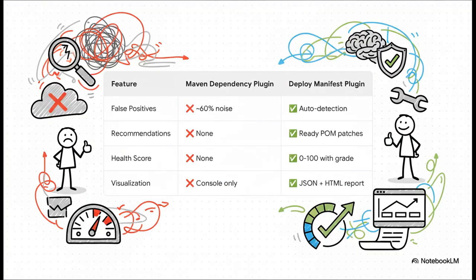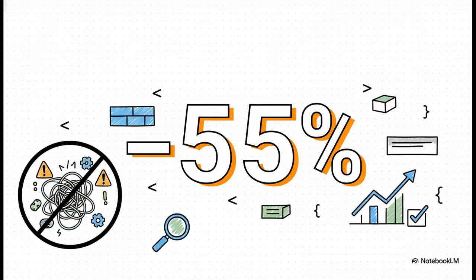And this table just lays it all out, doesn't it? The standard Maven tool, it's notoriously noisy. This plugin, it builds on that same engine, but adds this really important layer of intelligence on top. So, as you can see, it takes you from all that noise to smart auto-detection, from getting 0 recommendations to having ready-to-use POM patches, and from staring at a wall of text to getting a clear health score and a visual report. Let's put a real number on that. We are talking about a 55% reduction in noise right out of the box.